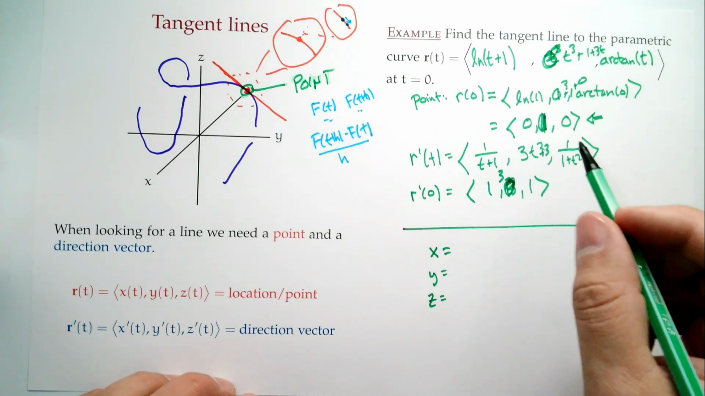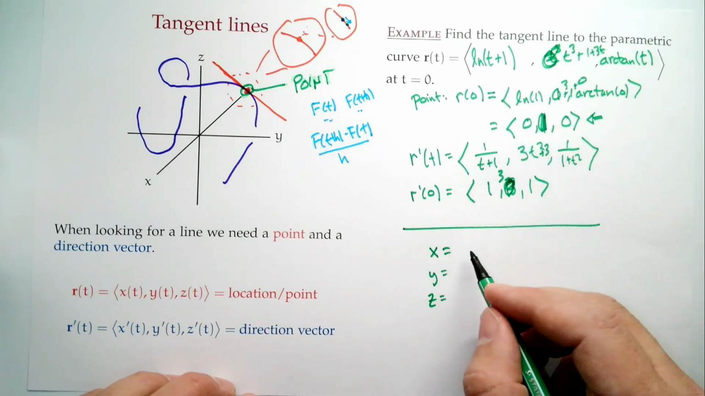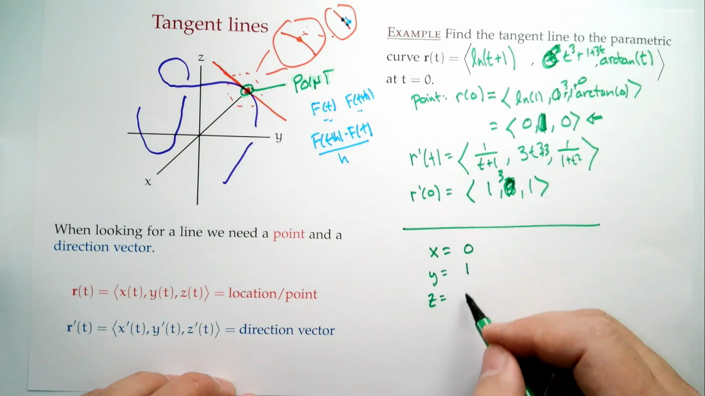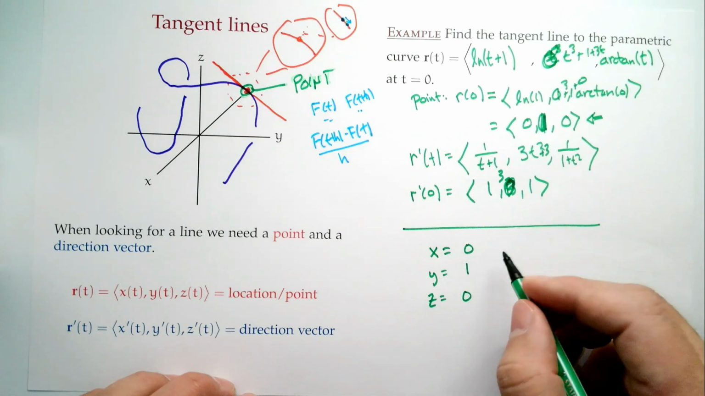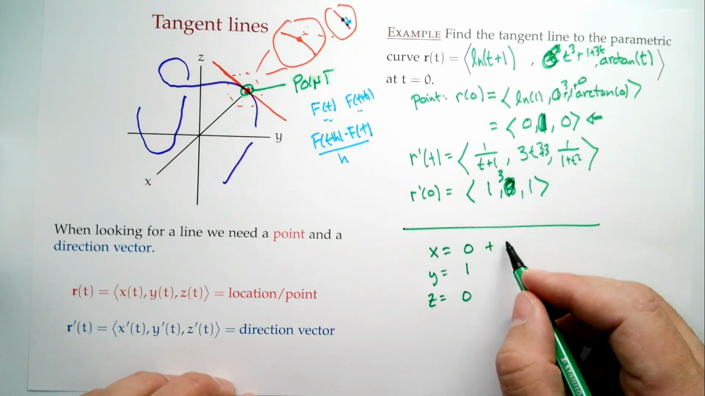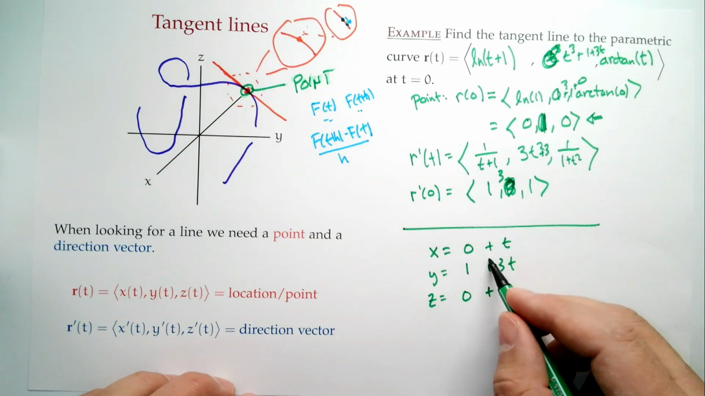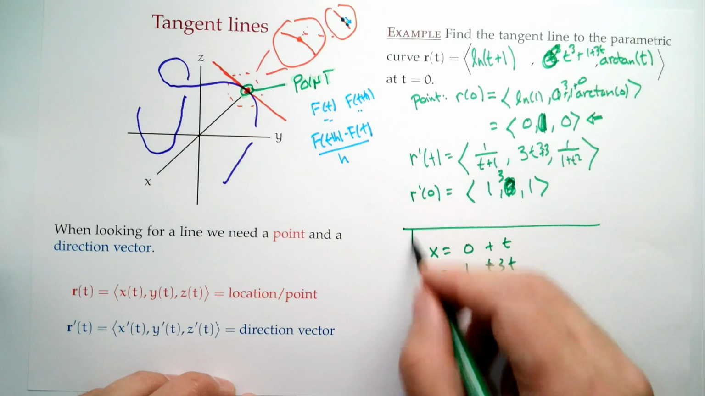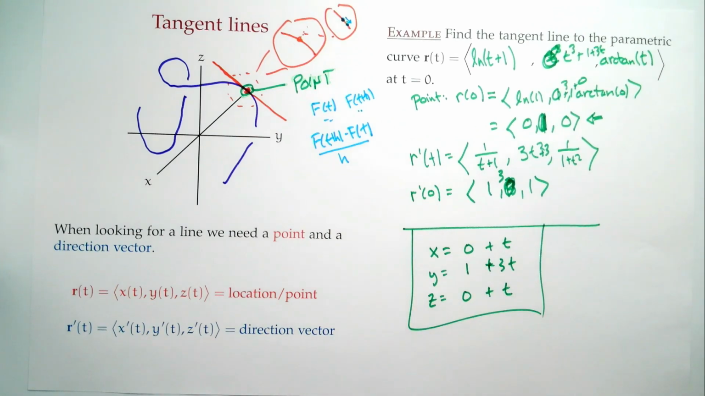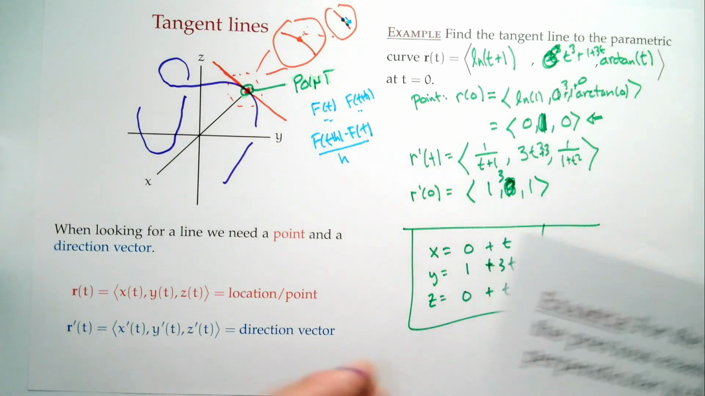Okay. Well, let's finish up, and hopefully I won't screw the last part up. All right. So, point 0, 1, 0, and then the vector plus 1 times t, plus 3 times t, plus 1 times t. Okay, so there we go. There's our line. All right. Okay, I should escape before I make more errors here.